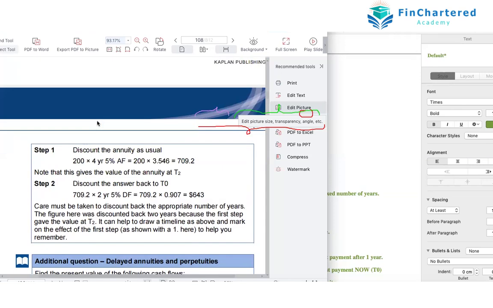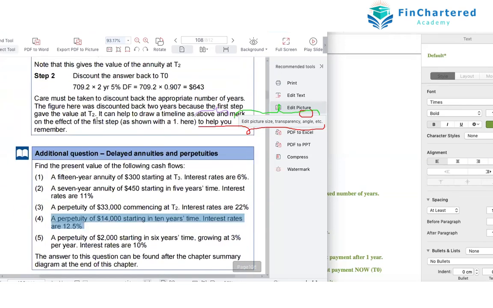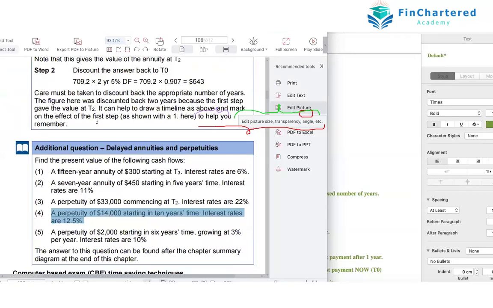And what do we look at? Again, the approach has to be the same. The logic has to be the same. But how is it different? How is it going to apply to the question? I will do an illustration, this additional question, a perpetuity of 14,000. I'll do this, right? But again, as I was saying, what was I saying?